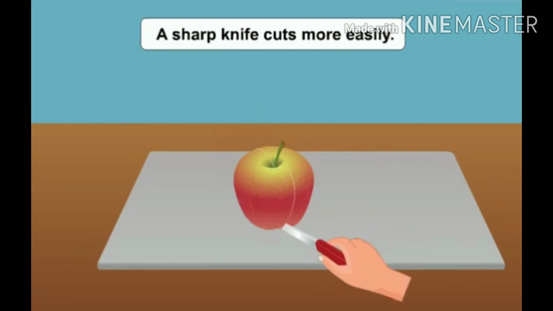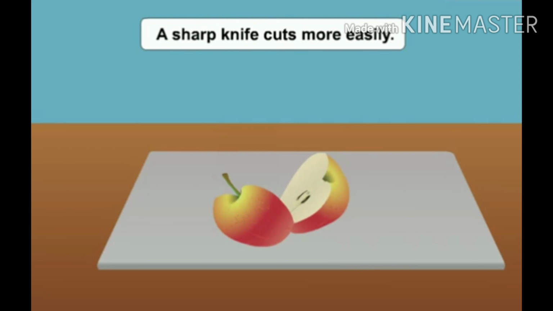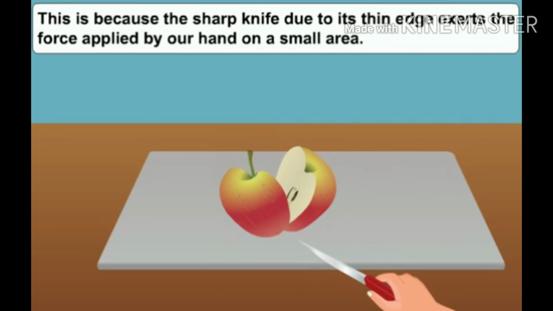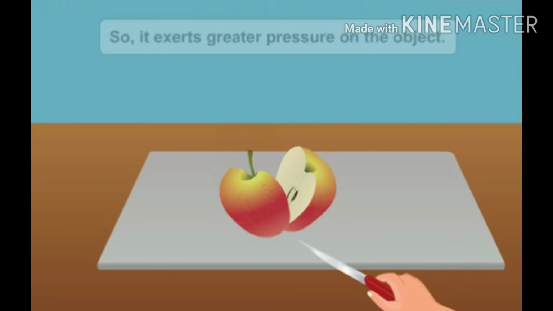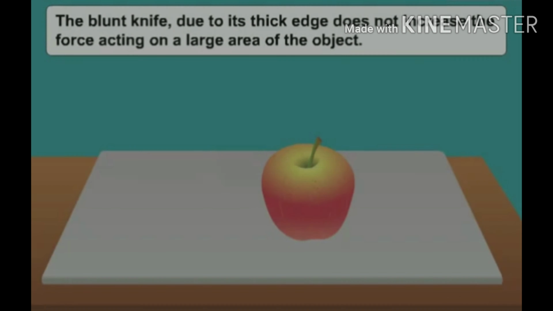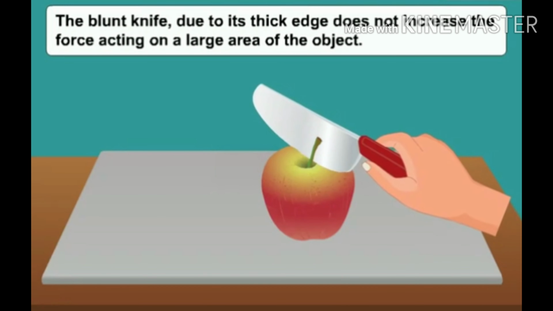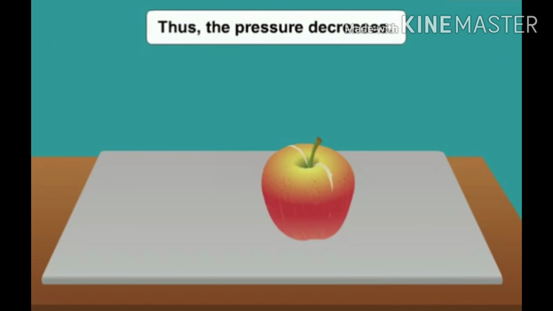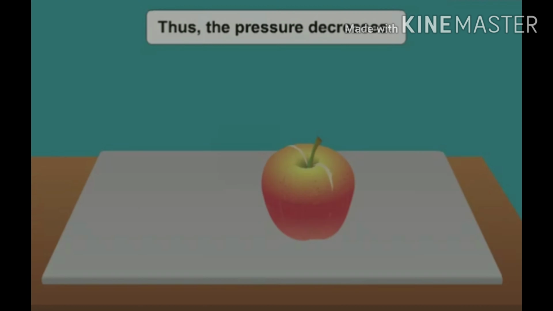Let us take one example. A sharp knife cuts more easily than a blunt knife. This is because the sharp knife, due to its thin edge, exerts the force applied by our hand on a smaller area. So it exerts greater pressure on the object. Whereas the blunt knife, due to its thick edge, spreads the force acting over a large area of the object. Thus, the pressure decreases.